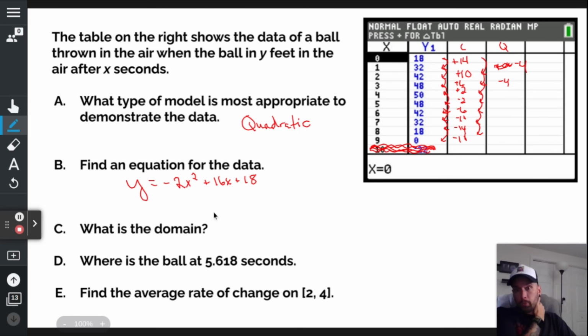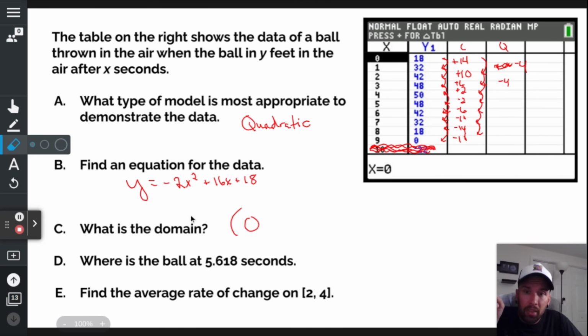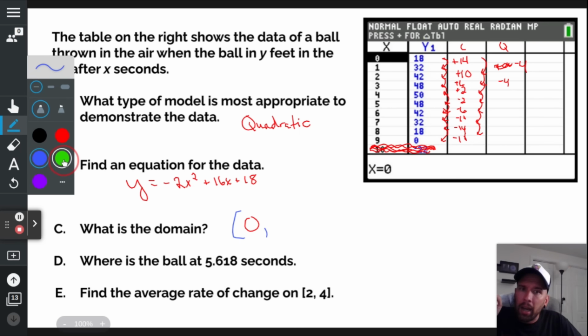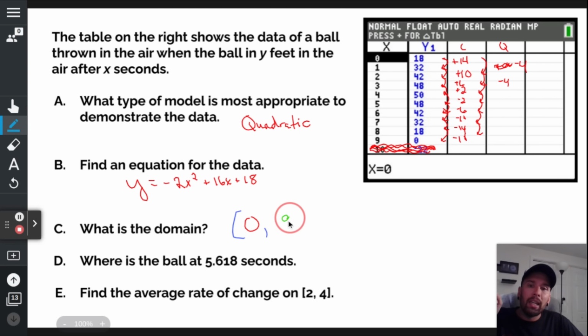What is the domain? What am I allowed to plug in? Well, I can't go back in time, so 0 is the smallest amount, and I can actually bracket that off because I can include 0. But what we found out is that after 9 seconds, I hit the ground. So 9 is the largest because once I go beyond 9, I hit negative land. Okay, so the only numbers that I can plug in are between 0 and 9, including those numbers. That's my domain, the numbers I'm allowed to plug in. Anything smaller than 0 means I did something back in the past, and anything bigger than 9 means it goes through the ground. Again, we're talking about a ball here.